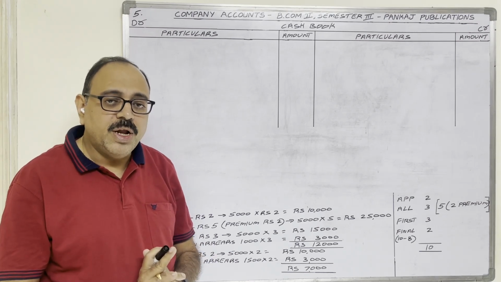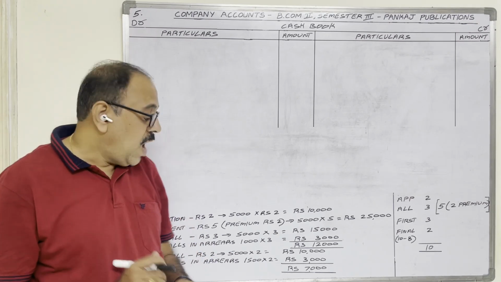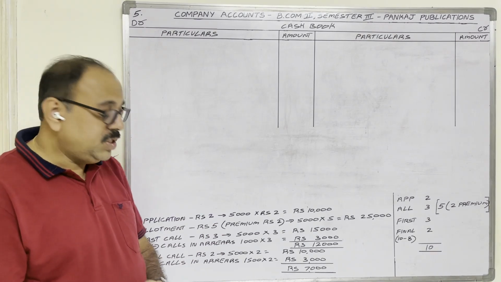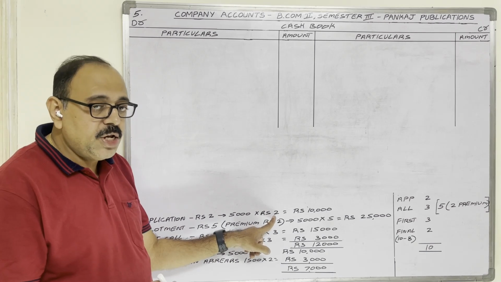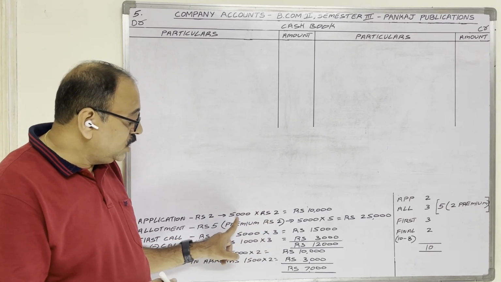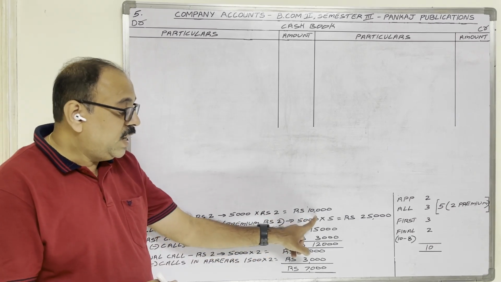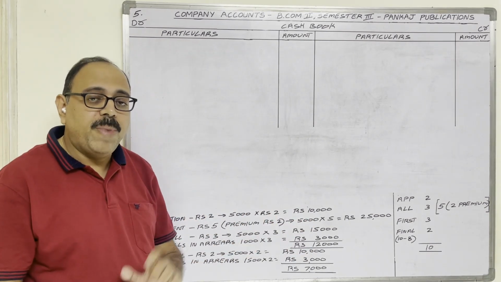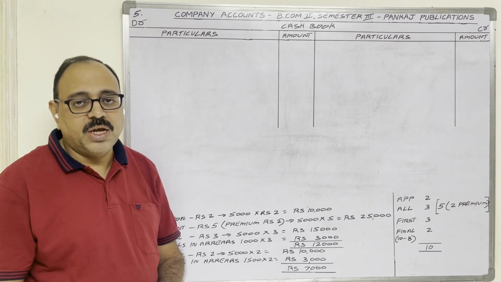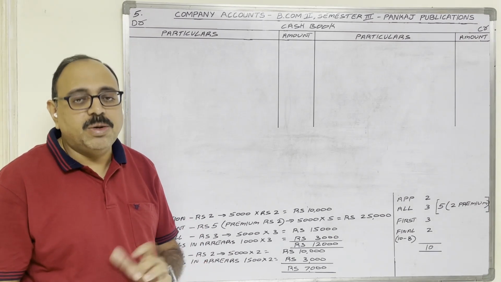So first, what happened? The company is receiving application money. How much? Subscribed capital is 5,000 shares. On one share, application money is 2 rupees. So 5,000 shares into 2 rupees each, 10,000 the company is receiving. What is the journal entry for this? Bank account debit to share application account. So bank account is debited.